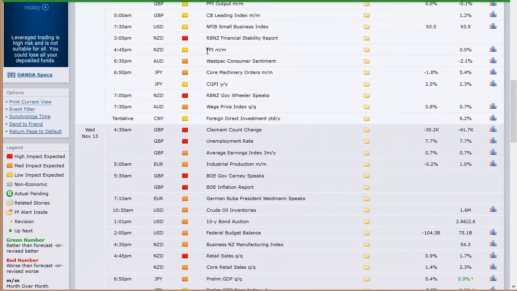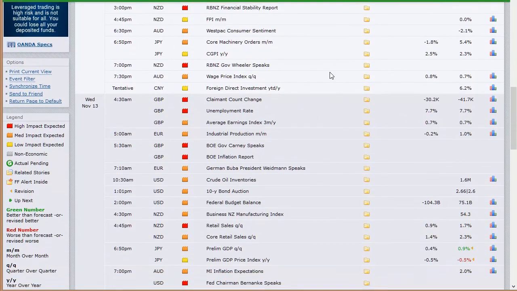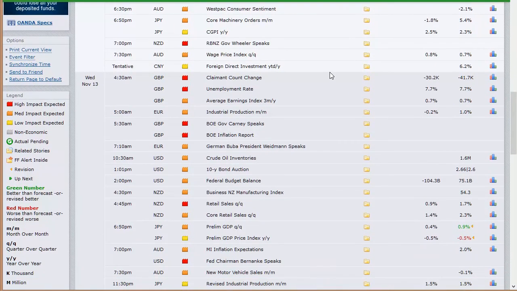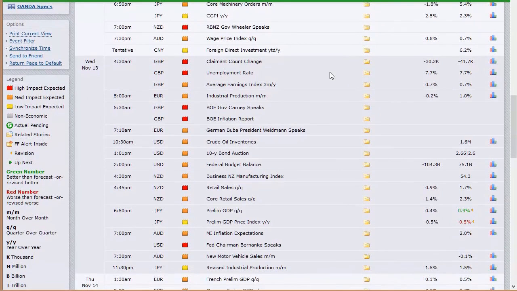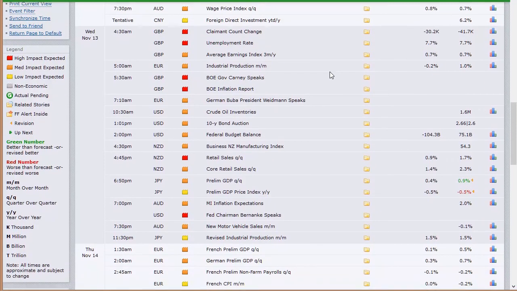Financial stability report, FPI out of New Zealand. Westpac consumer sentiment, Australia's number coming Tuesday night. Core machinery orders and the CGPI out of Japan. Wage price index out of Australia. Foreign direct investment out of China. Then we jump to Wednesday in the early hours of the morning.